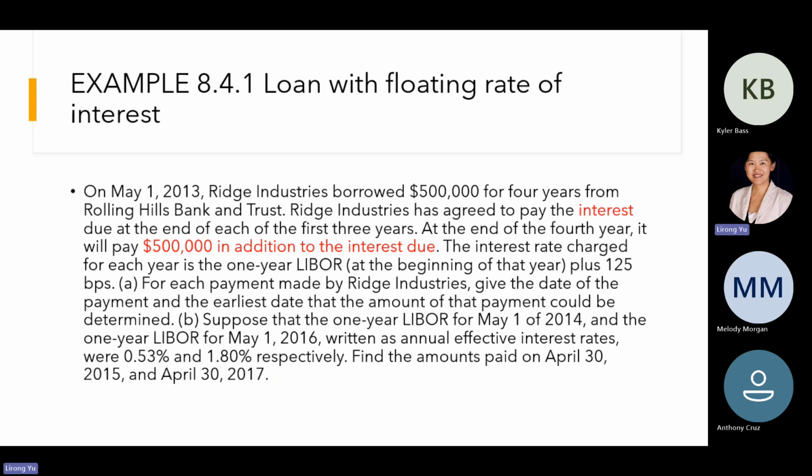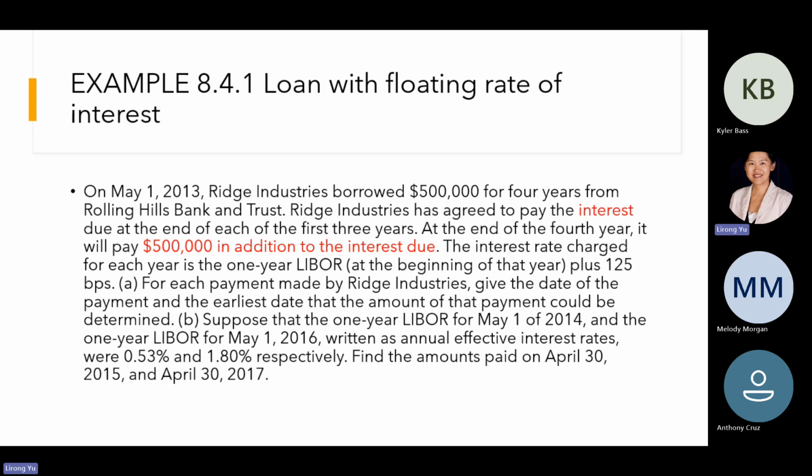So they're being offered the interest rate. The interest rate is LIBOR plus 125 basis points. So from there, you can see the interest rate is not going to stay the same. It depends on the LIBOR rate plus 125 basis points for the year. So we're halfway through this question.